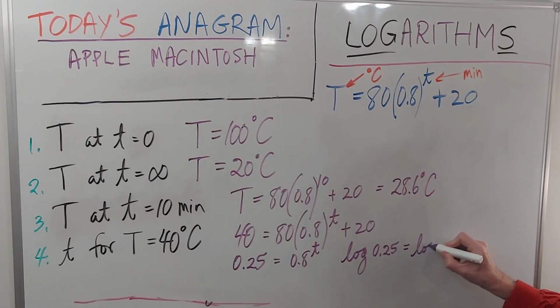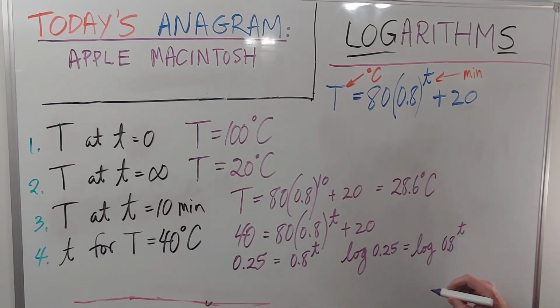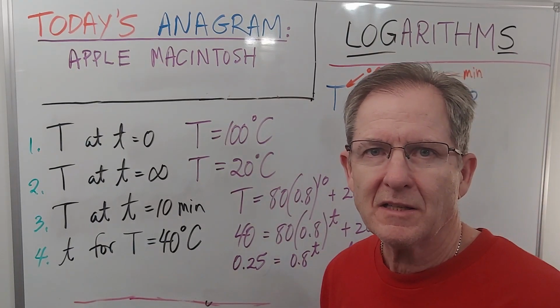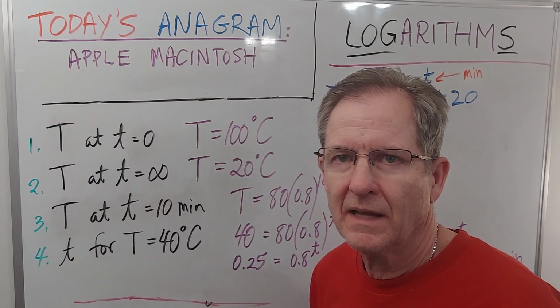That's going to be the log of 0.8 to the t. And then we know that the log of a power is the exponent times the log of the base, or the log of that number. I should say, and I'm using base 10, of course. So the t comes to the front. So the t will equal log of 0.25 divided by the log of 0.8. And calculate that, which I've done, you get 6.2 minutes. As predicted, it's less than 10 minutes.